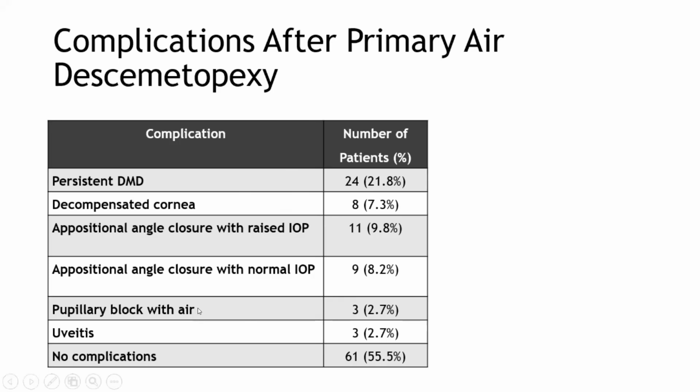And again, we are putting air into the antechamber. There is a possibility that this air can go under the iris and push the iris forwards, leading to oppositional angle closure. Around 17% of the people had this oppositional angle closure. When we overinflate the antechamber with air, it can cause a pupillary block. And because we are doing another intervention, there are higher chances of uveitis and fibrinous membrane formation.